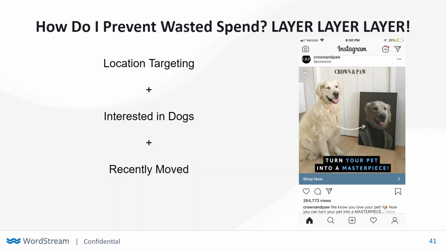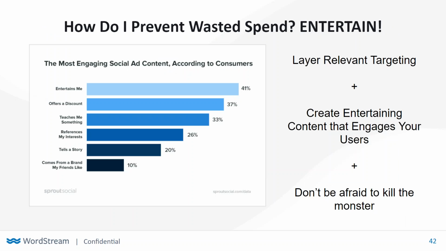So once you have figured out that perfect targeting, I believe it was Sprout Social, I was reading their article and they were talking about what makes the best ad. They did data analysis, and they found that the most engaging social ad content, according to consumers, is content that entertains me, offers a discount, or teaches me something. So I want you guys to take this right back home. You're probably sitting at home. Take it right now to your desk, wherever you are, and apply this. Create entertaining content that engages your users or teaches them something. And everyone loves a discount, so throw that in too, you know what I mean?